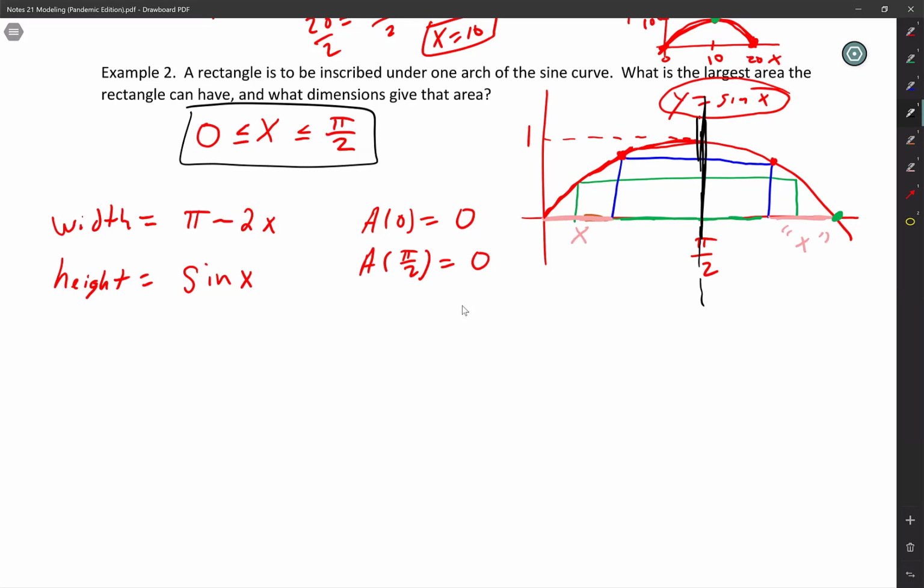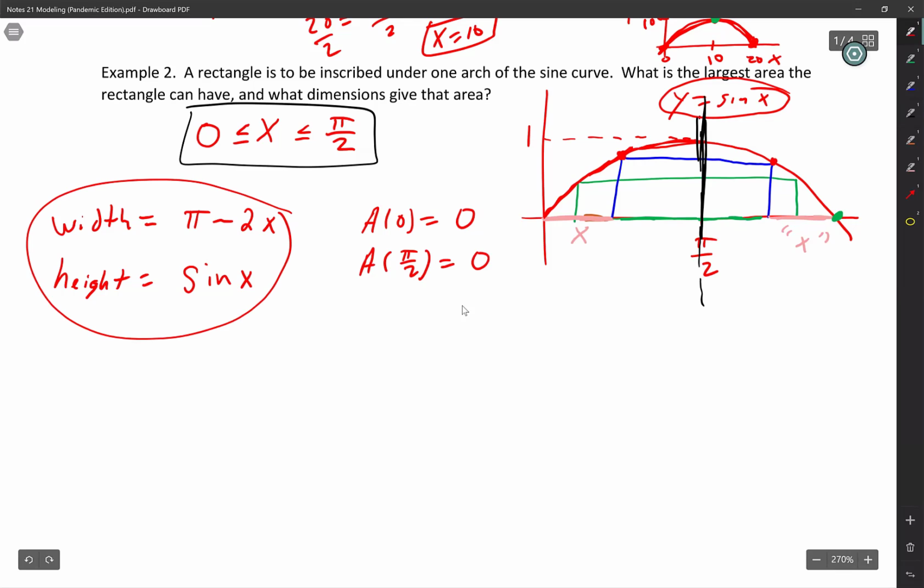Does that make sense or no? Okay, so here we go. The hardest part is creating a model, and we already figured it out. Look, you guys already figured it out right here. The area in terms of x is pi minus 2x times sine x.